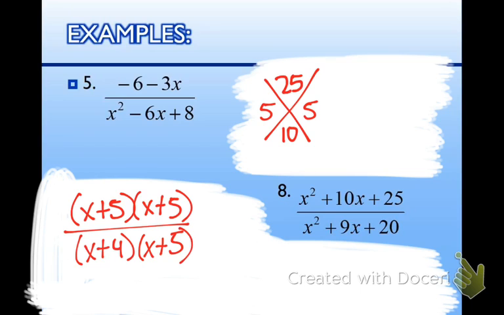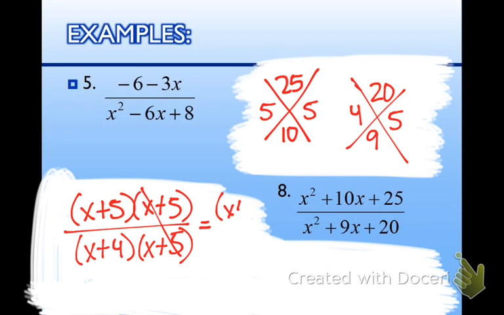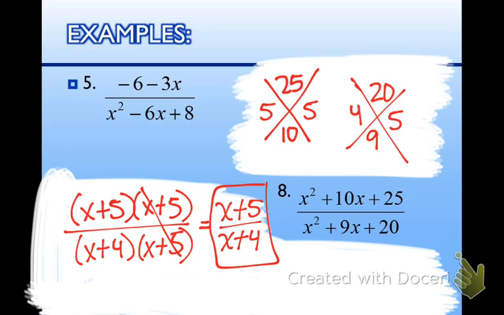Now just as a quick refresher, in case you're wondering where we came up with that denominator, if we were to make the x method for the denominator, we're multiplying to 20 and adding up to 9. So 4 and 5 is what does that for us. What cancels out? Okay, we can cross out a pair of x plus 5s, and we are left with? Good, x plus 5 over x plus 4. Again, if you want to keep those in parentheses, you can, but it is not necessary if there's nothing else outside of them.